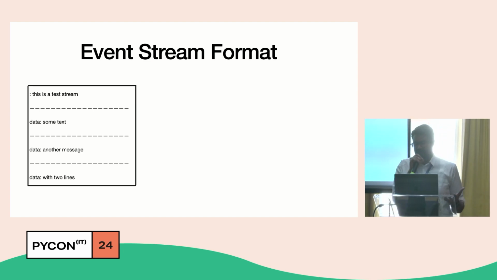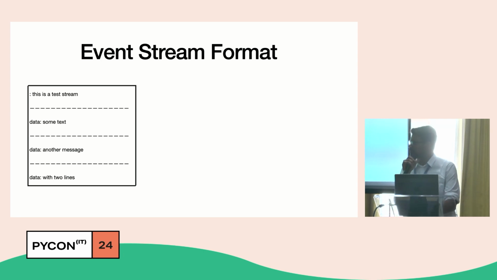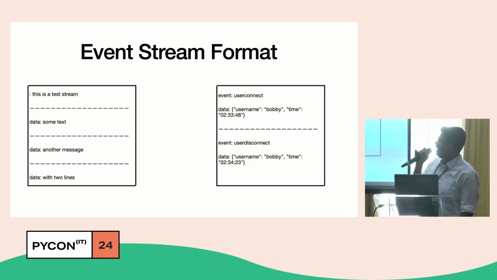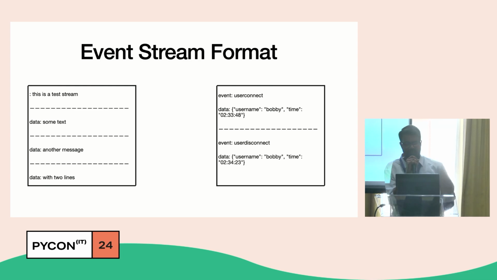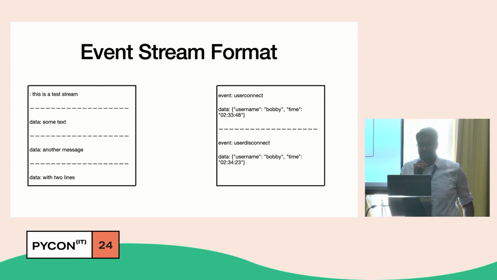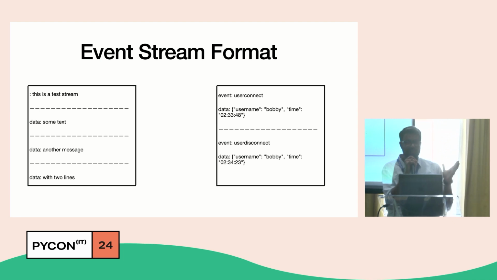There is another type of event, and that event is known as a named event. It looks something like this. Here, you can see that the event has a name, and the data is just another UTF-8 text. This is really useful because you can have multiple events on the same connection.